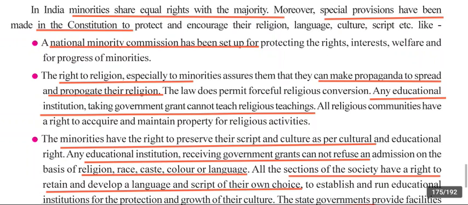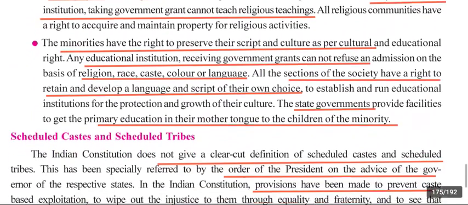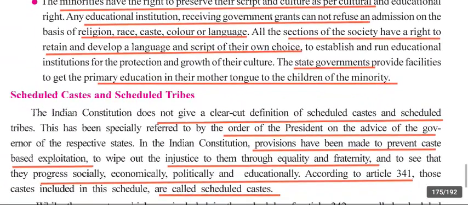Any educational institution receiving government grants cannot refuse an admission on the basis of religion, race, caste, color, or language. All the sections of the society have a right to retain and develop a language and script of their own choice. That means every society, every culture can develop their own language, their own script, their own literature if they so want, to establish and run educational institutions for protection and growth of their culture.